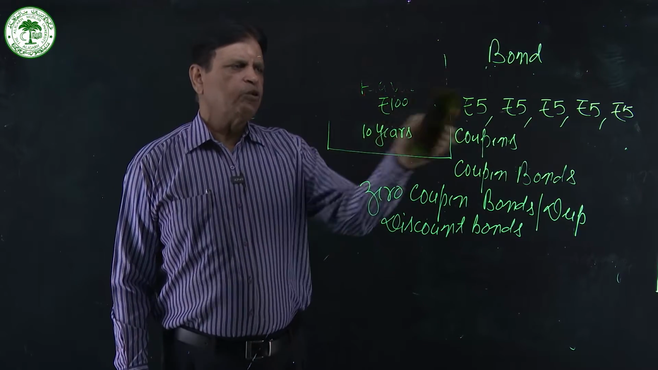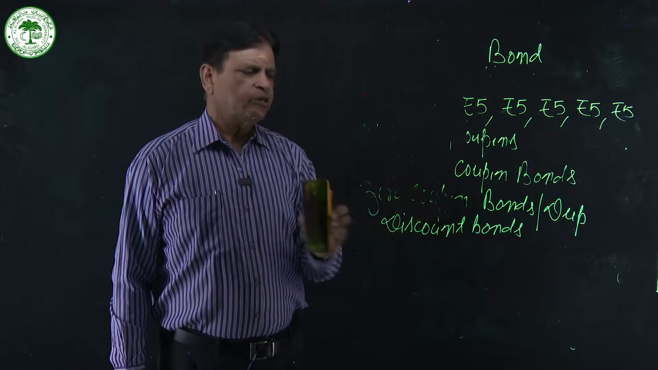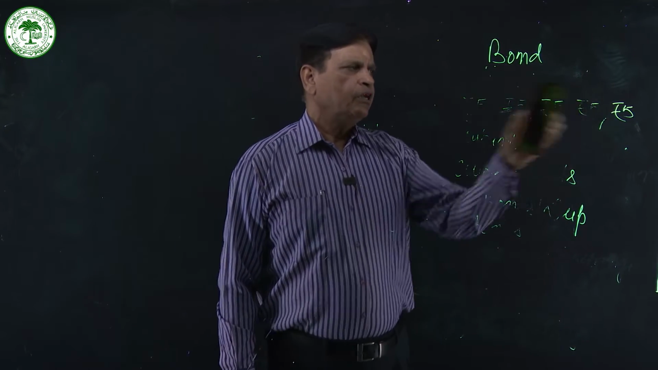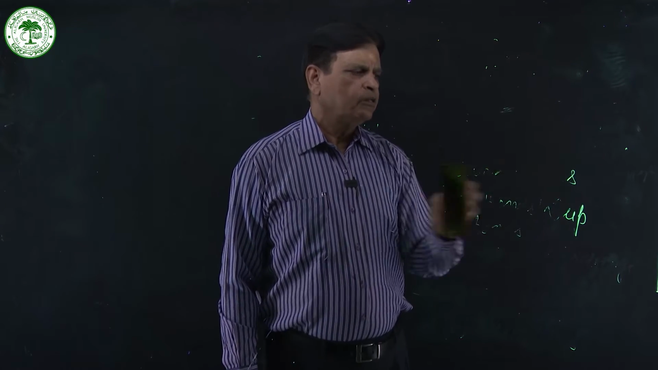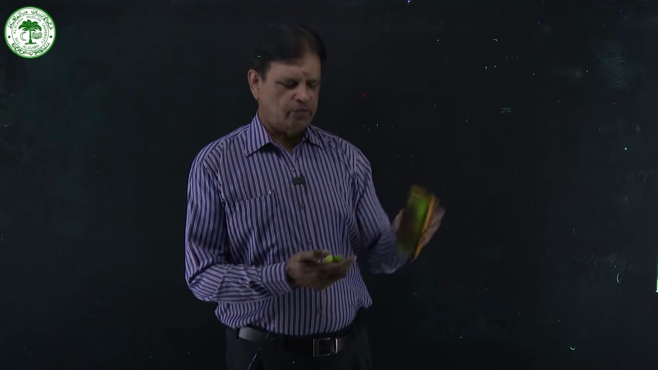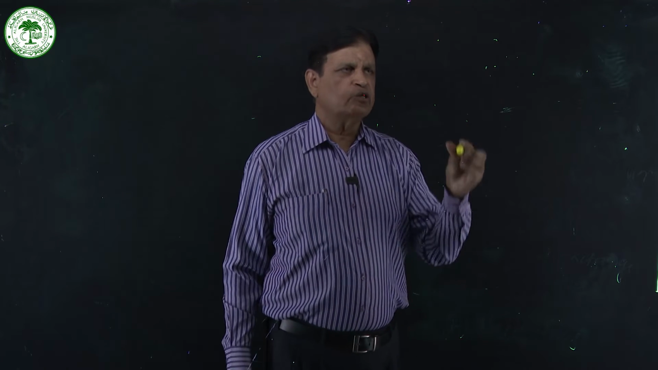So these zero coupon bonds or deep discount bonds are always sold on discount. But these are not the only two types of bond. There are several other types of bond. What are these several other types of bond? Let me give you the other types of bonds. The list will not be exhaustive, but we'll try to give as many types of bond as possible.